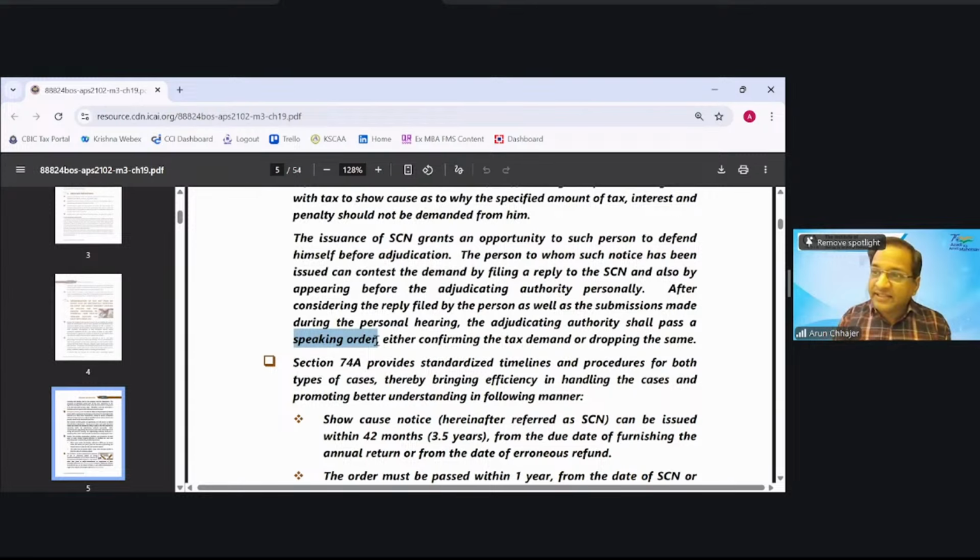Suppose the order says that this 8 lakh rupees is payable by you, fine, no problem. But what is the reason for the 8 lakh? They have not given it in the demand itself. They simply raise the demand order of 8 lakh rupees with interest and penalty, with no reason given. In that case, the order is there, but the order is not speaking.